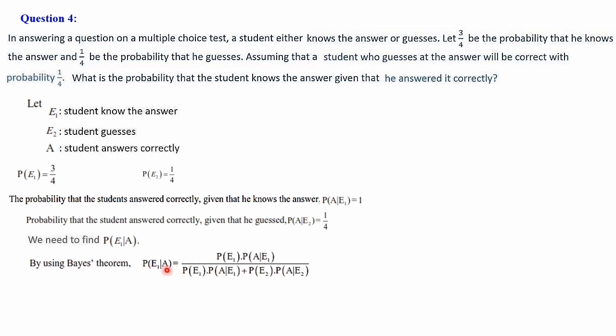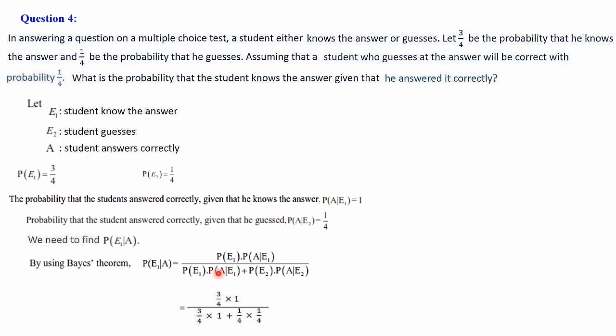P of E1 given A is equal to P of E1 into P of A given E1 divided by P of E1 into P of A given E1 plus P of E2 into P of A given E2, because two events are there. Let's substitute it. P of E1 is 3 by 4 into P of A given E1. P of A given E1 is 1. So this is not given to you in the question. We have to write it.